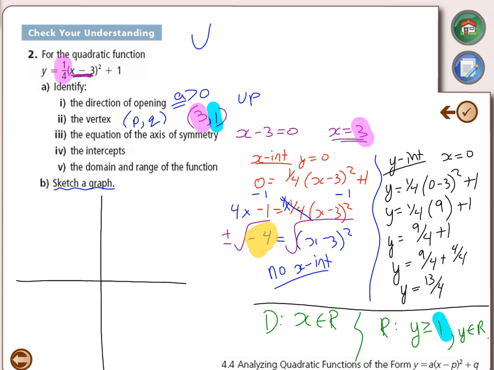Let's use all this. Let's do a sketch. Start with the vertex. The vertex is 3, 1. 3, 1. And it's opening up from there. I also know that my y-intercept was 3.25. 1, 2, 3, 4. So about there. There we go. Got a beautiful sketch. That's all we needed to do with it. Although I should, however, label it. Always label your graphs. There we go.